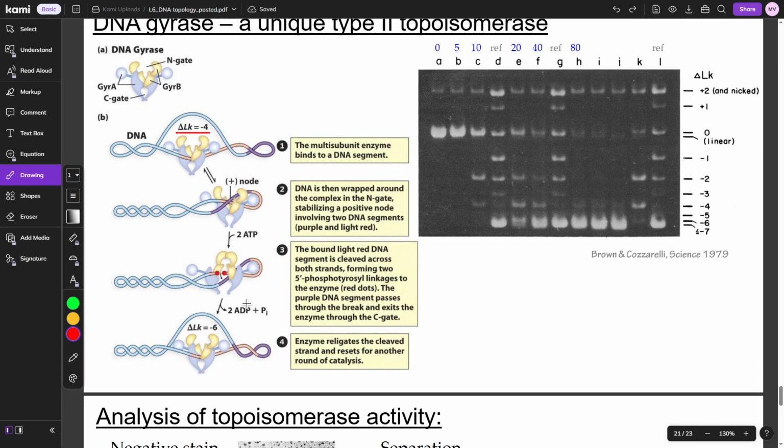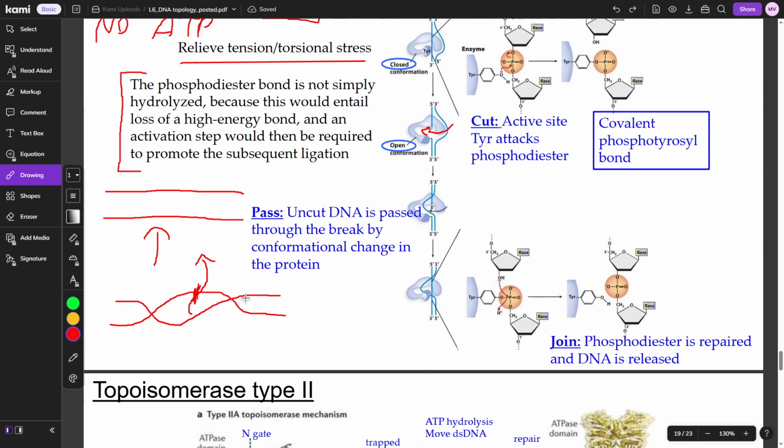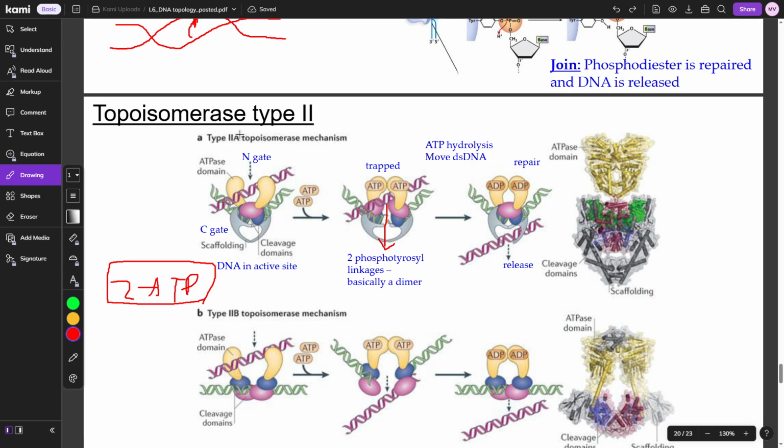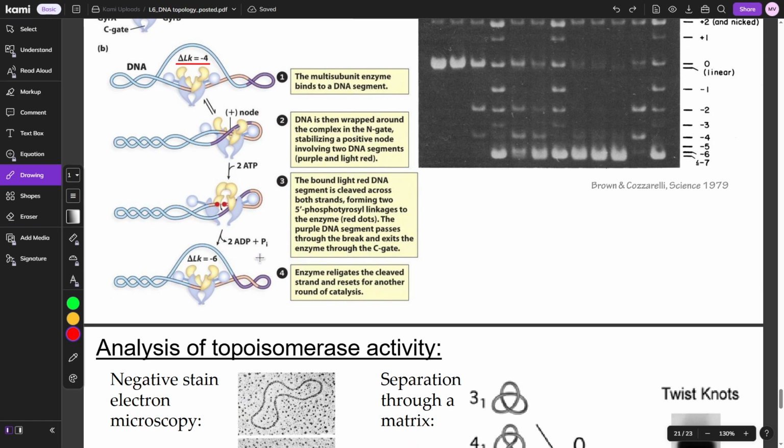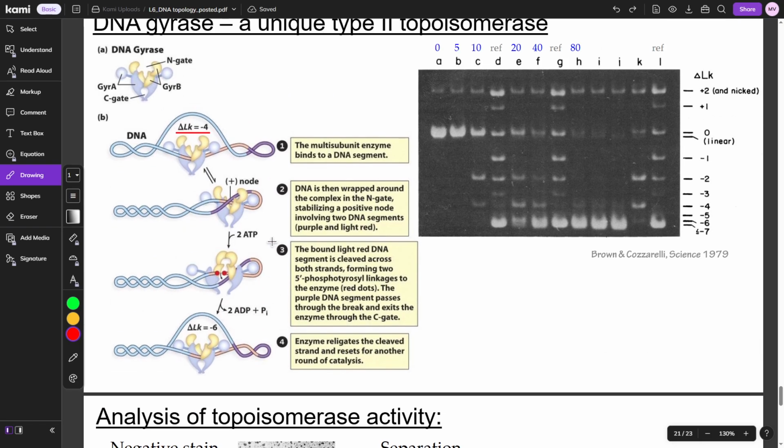But yeah, I would say you don't really have to know the mechanism for how it works. What you should know is that gyrase is a unique type of topo 2 that introduces -2 supercoiling, unlike most topoisomerases that remove supercoiling. This one actually introduces it instead. But yeah, the mechanism is a bit weird. But yeah, so you can see here, it explains it here.